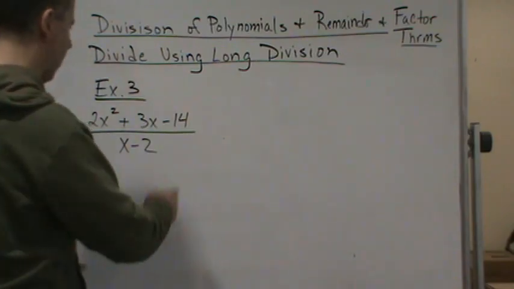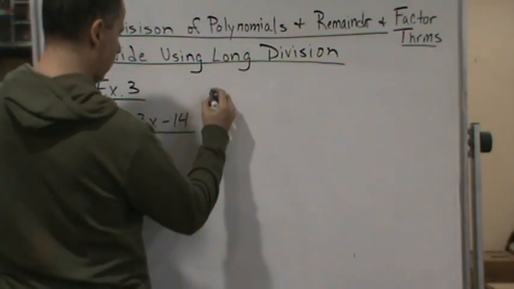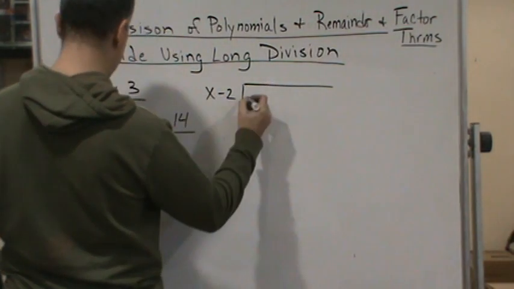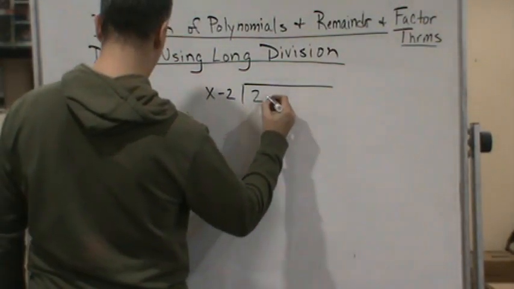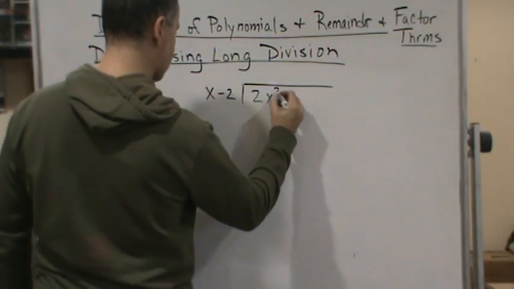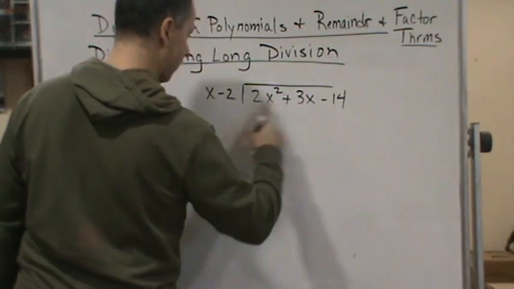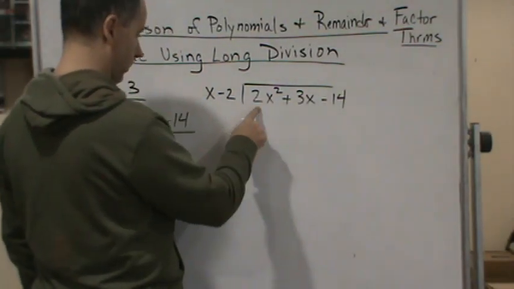So we set it up, our dividend and our divisor. So we set up our x minus 2 divided into, and again, make sure it's in the proper order. So 2x squared plus 3x minus 14, and again, no placeholders needed in this case. And so now we just go through the process of our long division.